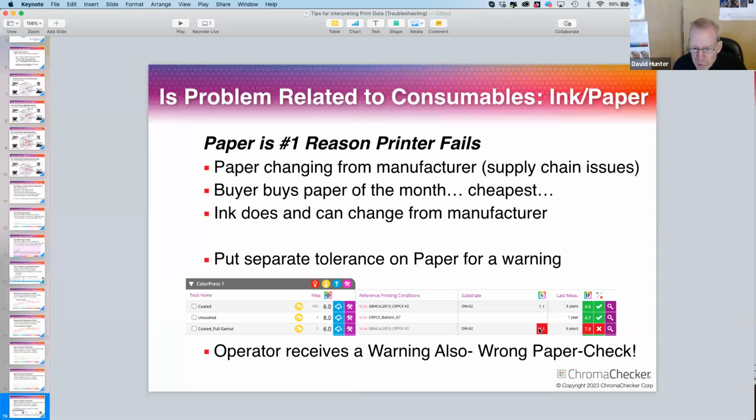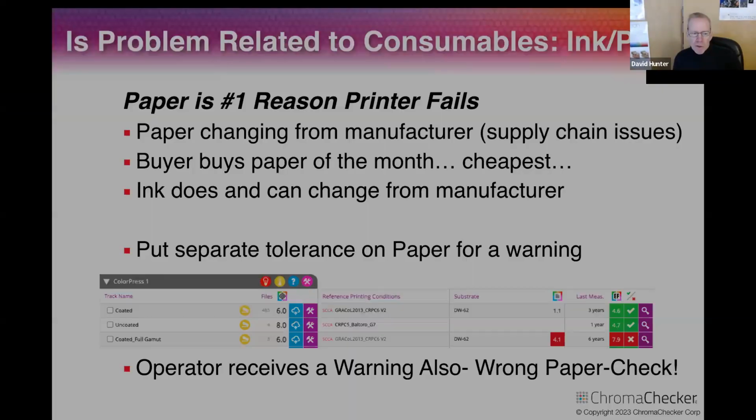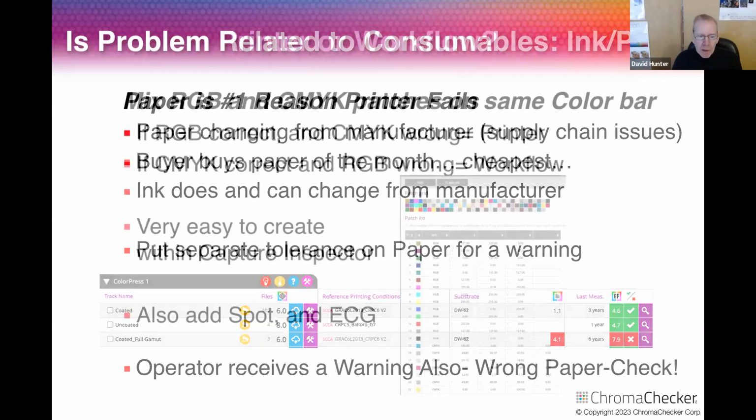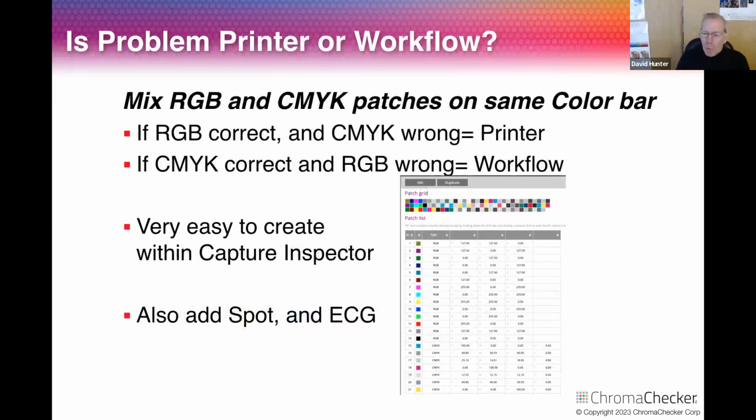So that's what gives you that red icon here in the substrate. Now let's go ahead and go to the next instance, which is: did the workflow convert the file correctly? Well, we've got a number of customers that have advanced to the level to put both RGB and CMYK patches on the same color bar.